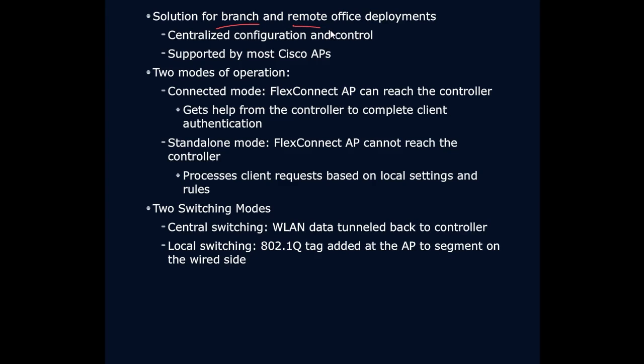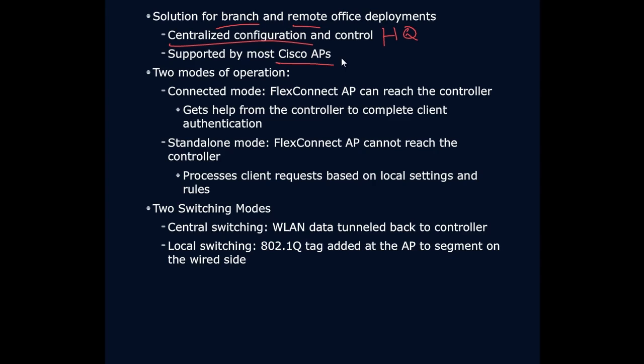So what we're going to do is set up FlexConnect so we have centralized configuration and control, but this is going to be at the headquarters. This is not going to be at the branch office. The branch office is actually going to have APs, but they're going to be set up in FlexConnect and point back to the wireless LAN controller at headquarters. Now, this is supported by most Cisco APs, so chances are if you've deployed a Cisco AP in your environment, as long as it's fairly modern, you have the ability to run FlexConnect.